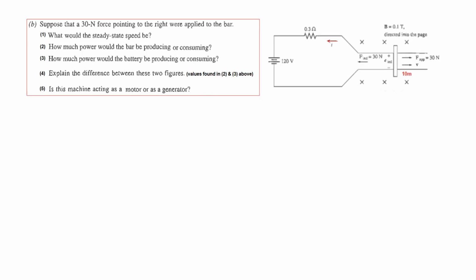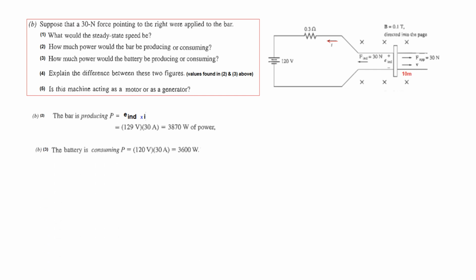Then there are other parts of this question. How much power would the bar be producing or consuming? The power produced by the bar is E induced times I, produced due to the movement of the bar. E induced was 129 and current is 30, so the power generated is 3870 watts.